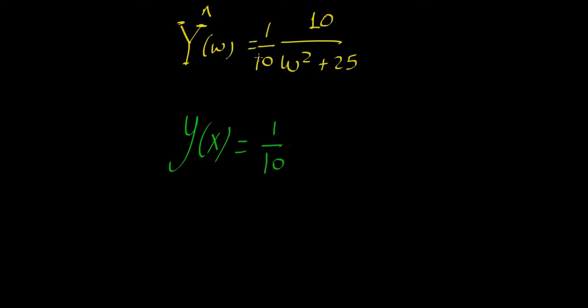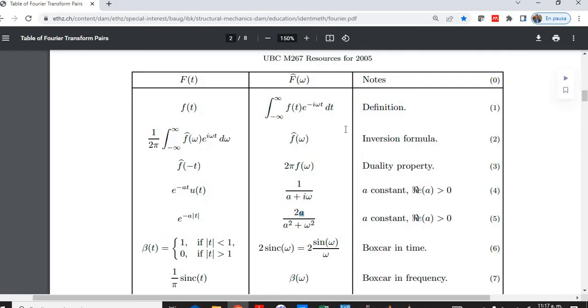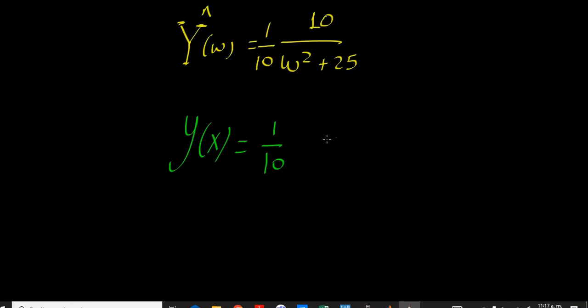1 over 10, because the inverse Fourier transform is also a linear operator, so the constants just go out. And what is the inverse Fourier transform of this function? It is just e to the power minus a absolute value of t, in our case x. So e to the power minus 5 absolute value of x. Okay.